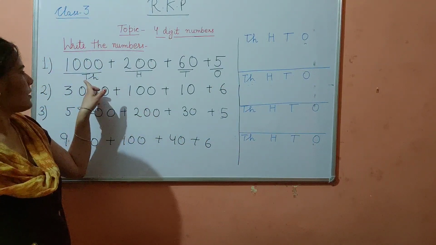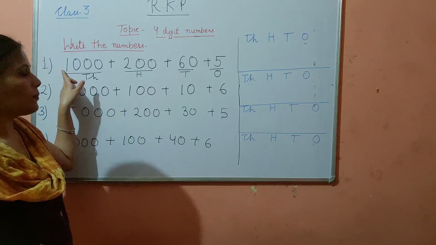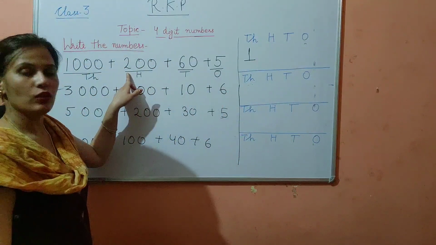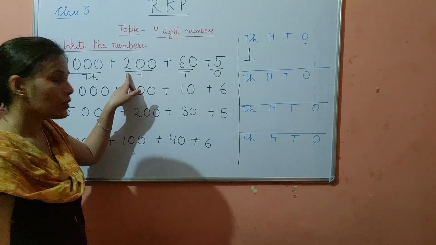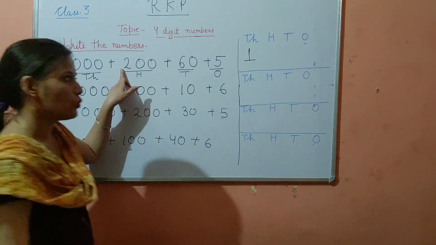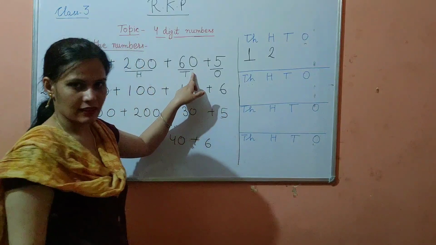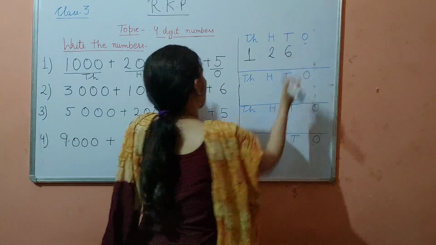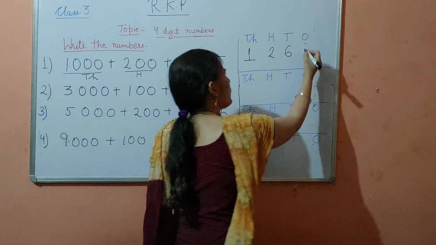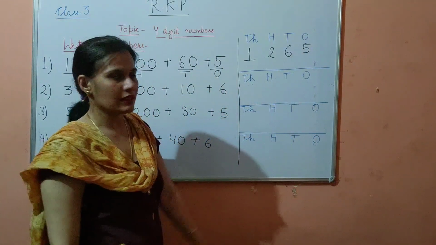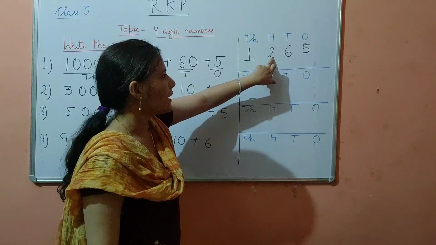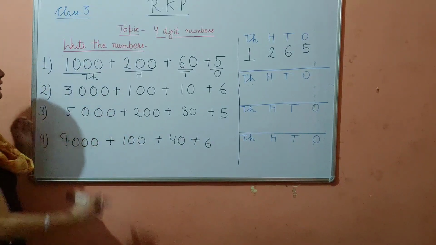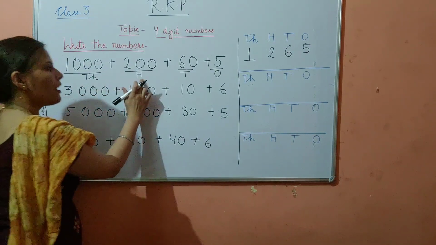So at thousand place what will come? 1000 means 1000. 200 means at 100 place what will come? 2. 60 means at tens place 6 will come, and this is 5 that will come on ones place. If you read this, then 1265.